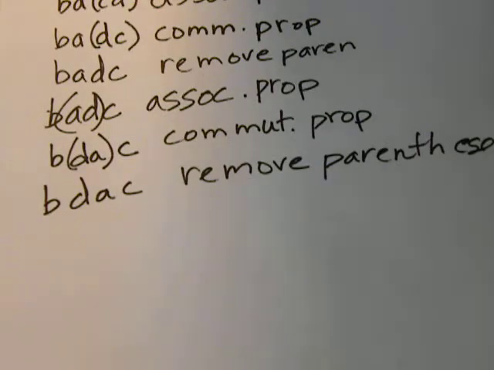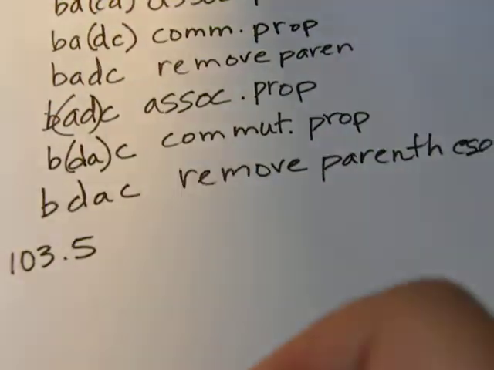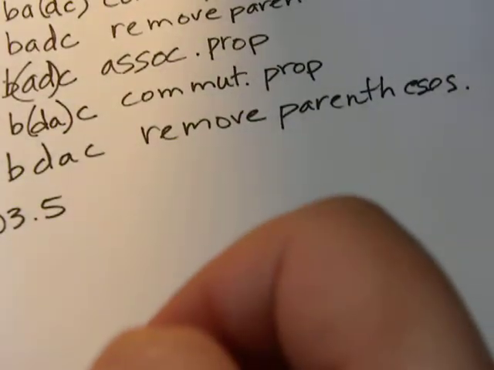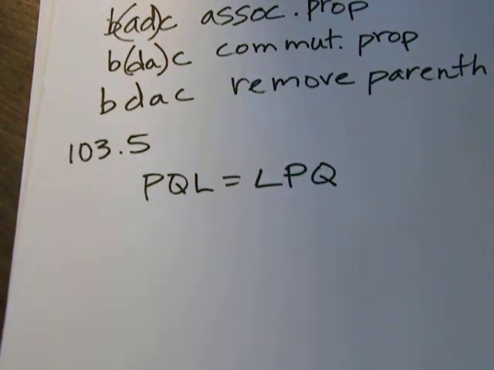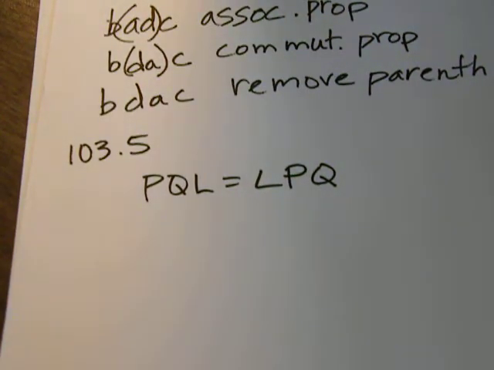Okay, let's do one more example. 103.5. If P, Q, and L are unspecified numbers, show that P, Q, L equals L, P, Q. So looking at this, I need to get Q in the middle, I need to get P in the front, and I need to get L in the back.